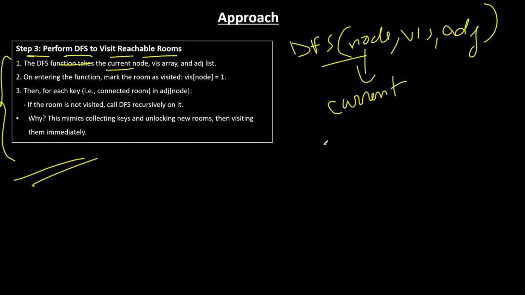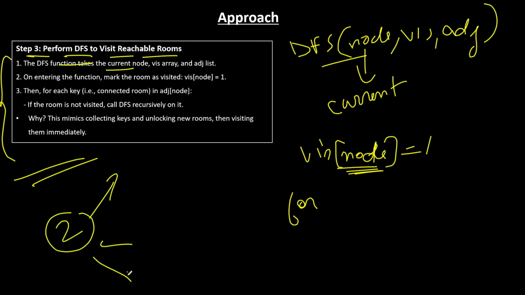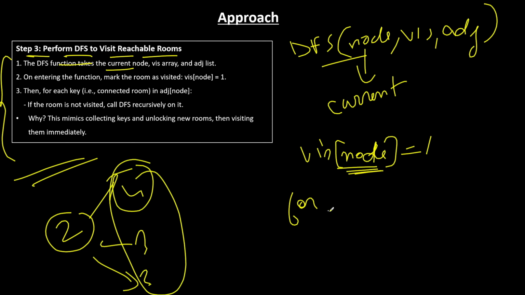On entering this function, what do we do? We set visited of node, the current node, to 1, because you visited this node, right? Then you go to the adjacency list of this particular node. Suppose there is a node 2 and it is connected to multiple nodes, 3, 4, 5, whatever it is. So you need to visit all of these, right? For that, what to do?